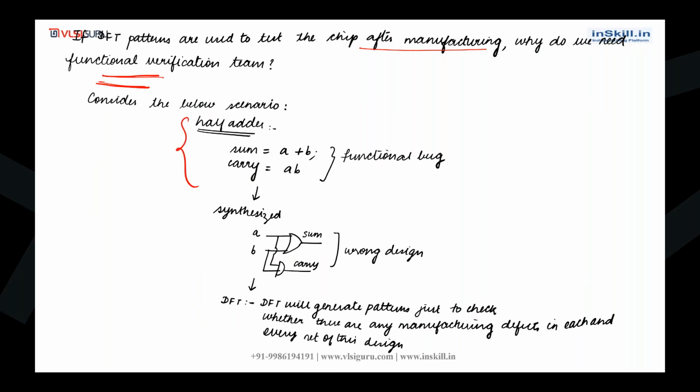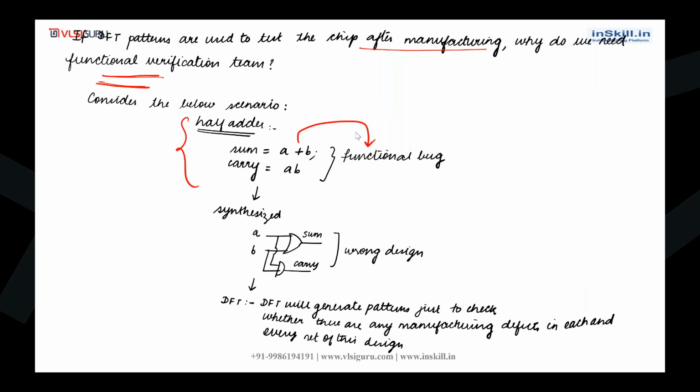Here we have a half adder. I've considered sum is equal to a plus b, carry is equal to ab. Whether this is a correct expression, can anyone tell? For a half adder, is this a correct expression? No. So what should be the correct expression? Sum should have been a XOR b. But here someone has written sum is equal to a plus b. This is a functional bug.